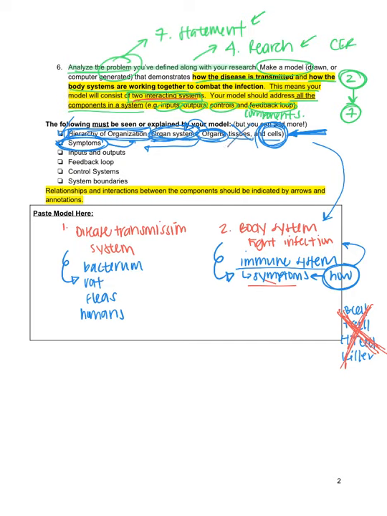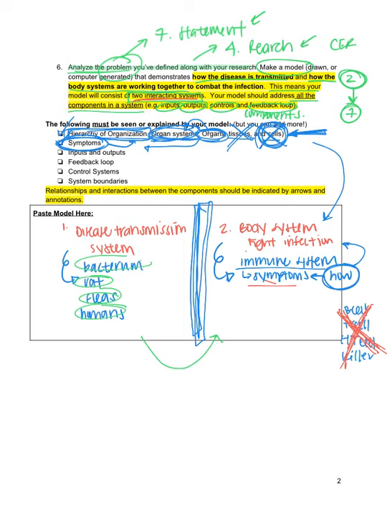And tissues and cells, I'm going to say, is a little bit more complex. So if you don't get to tissues and cells, you will not lose points on that, okay? So now you've kind of got the two basic components of your model, okay? You're going to have your disease transmission system showing how these four key players interact, and you're showing how, once a human is infected, the body system is then going to fight the infection, okay?